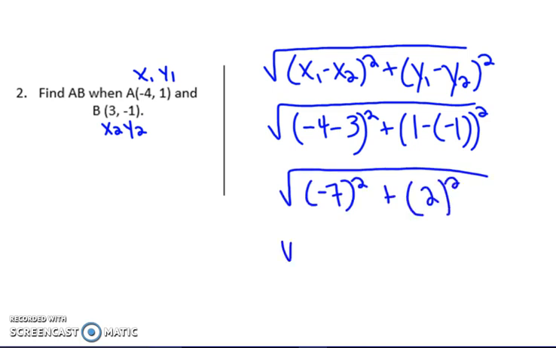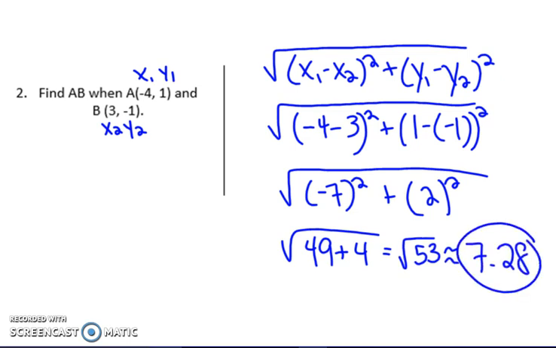Again, we're still just simplifying it down. We get 49 plus 4, because again, distance has to be positive, so when we square it, we want a positive number. It gives me the square root of 53, which is about 7.28. Again, the biggest thing I cannot stress, when you do distance formula, make sure it is positive.